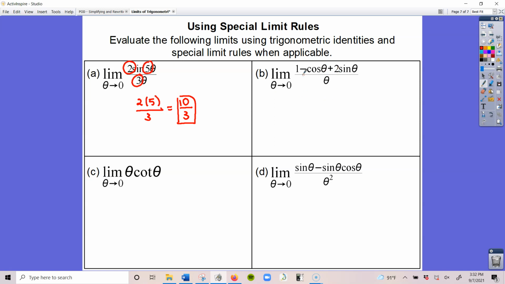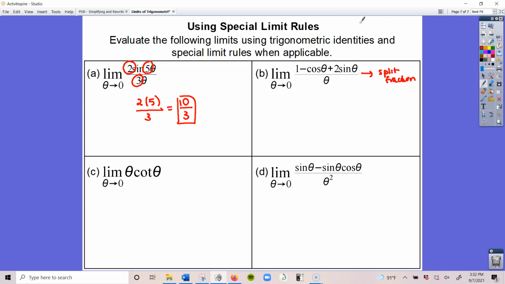Now this one here, we have 1 minus cosine theta over theta plus 2 sine theta over theta. Sorry, I said over theta twice, but basically everything is being divided by theta. But what happens here is that this looks to be almost 2 of the special limits combined. So just so you can understand how we can apply our special limits here, what we can do is split the fraction.